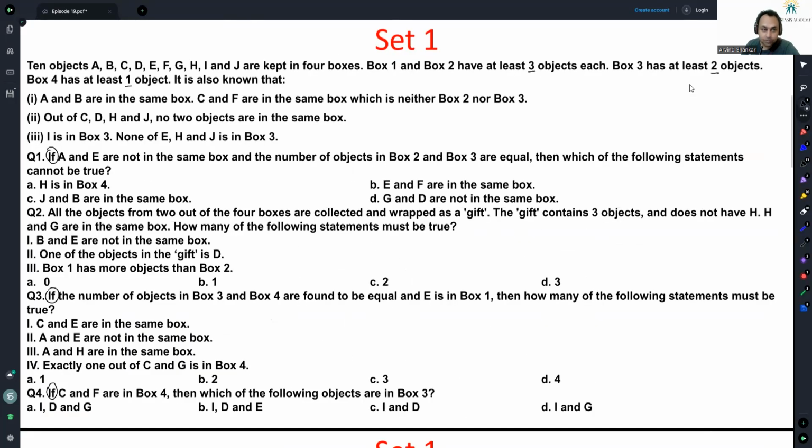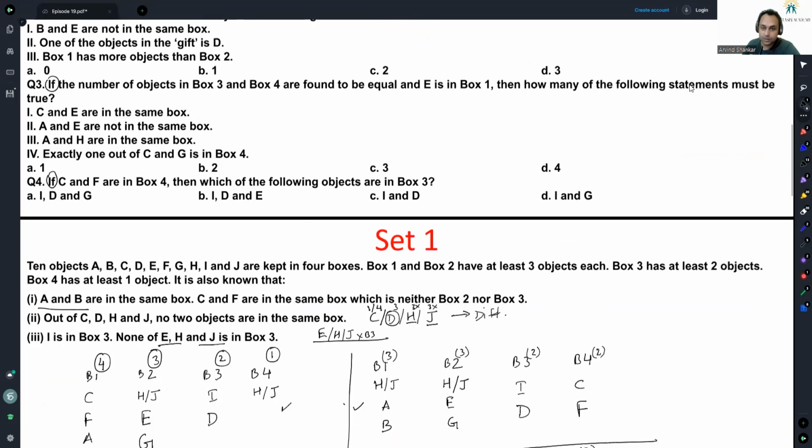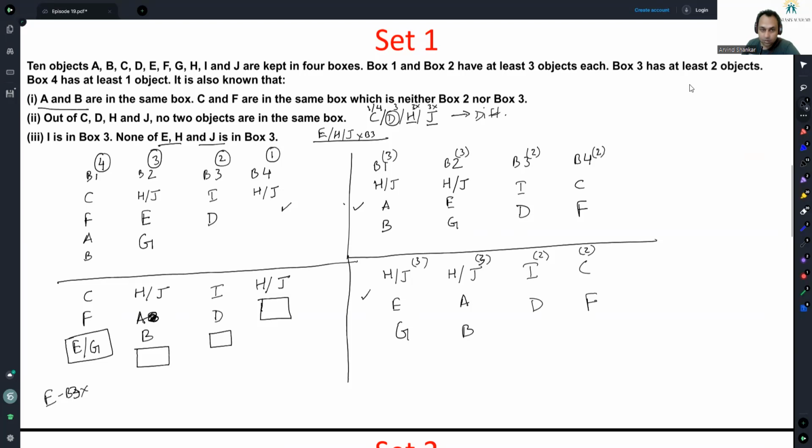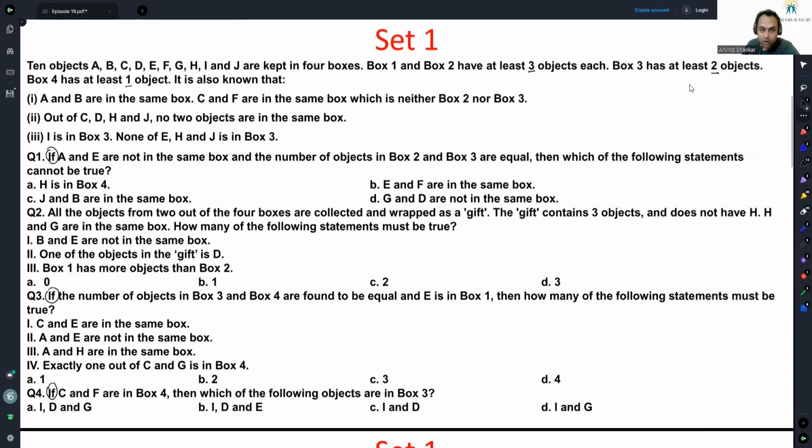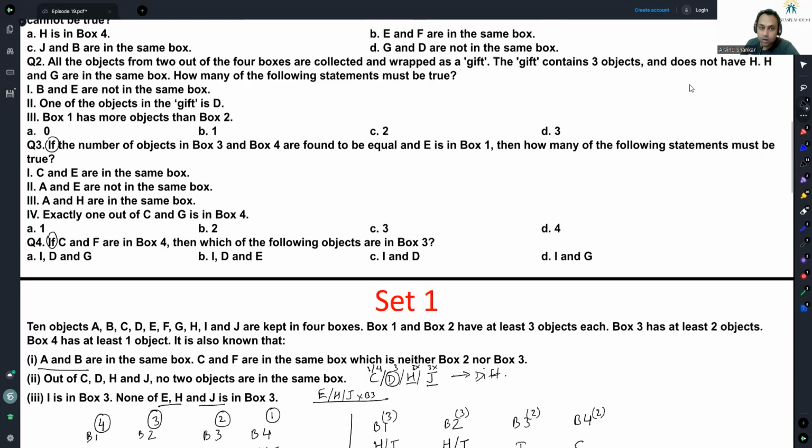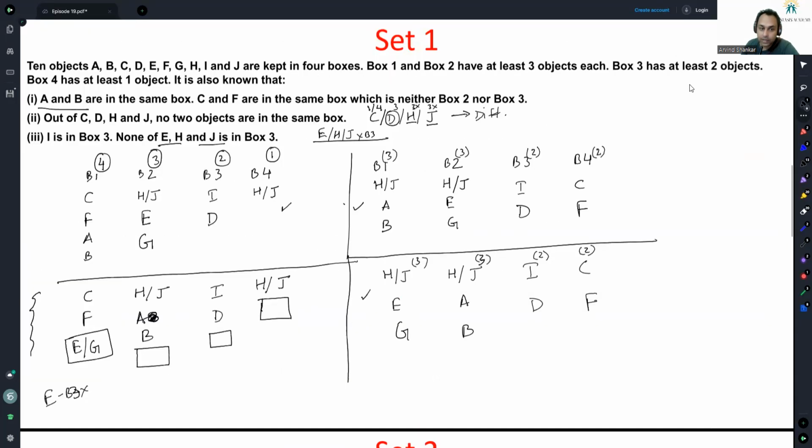Let's see. If A and E are not in the same box. Okay, if A and E are not in the same box. So we are basically rejecting this bottom case. Okay, wonderful. I love it because the other 3 cases I have more information about. A and E are not in the same box, and objects in box number 2 and 3 are equal.